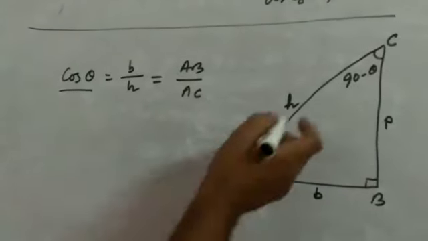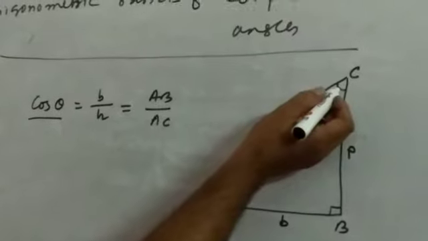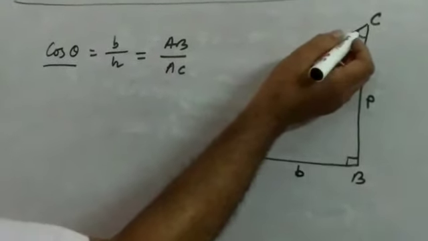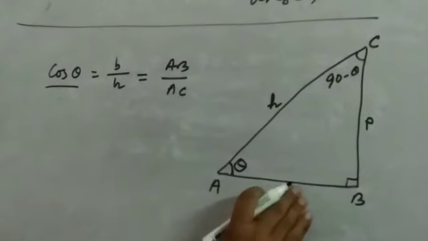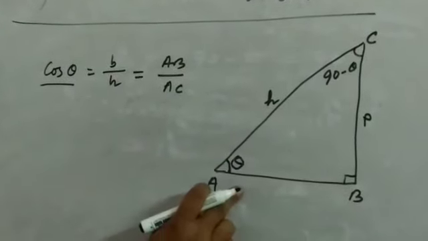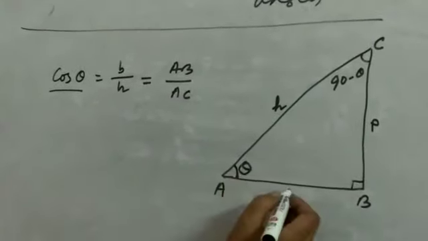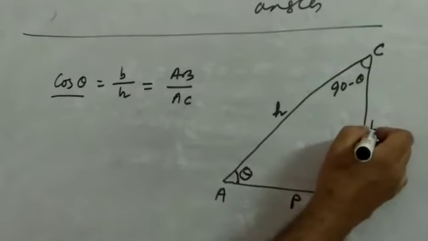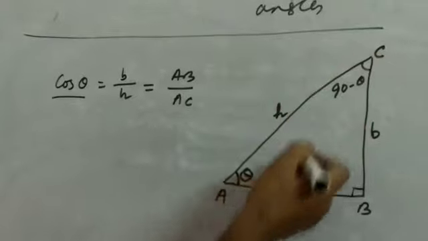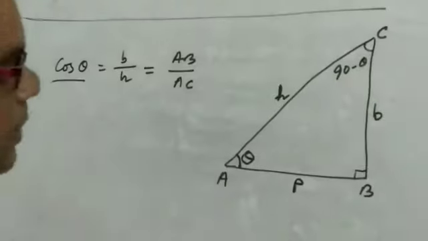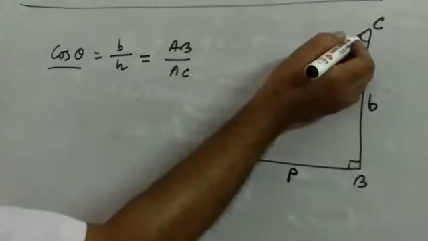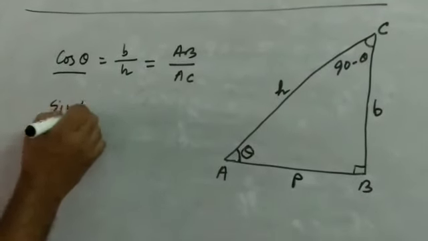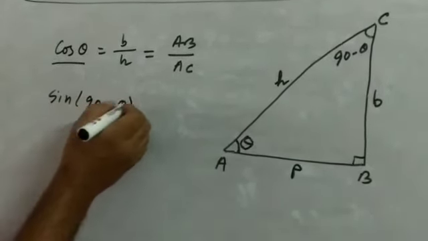Now we will change the angle, with respect to angle C, that is 90 minus theta. With respect to angle C, the opposite side is AB, so AB will be the perpendicular and the other side will be the base. You know that if the angle changes, then base and perpendicular change. Now with respect to angle 90 minus theta, we will find sine, so sin 90 minus theta.